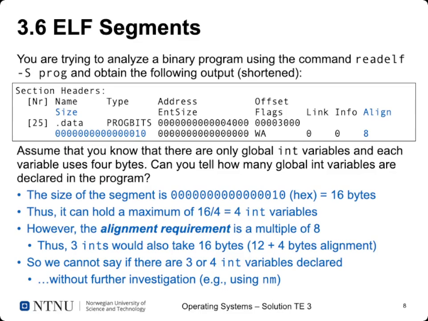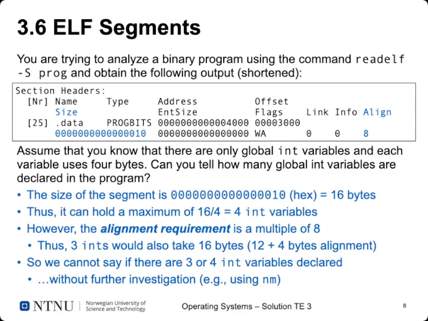Now, the first thing you have to look at is the size of the segment. This is the number on the last line of the output to the left in blue. So this is lots of zeros and then 1 0. So this number is always in hexadecimal. So hexadecimal 10 is decimal 16. And this size is always in bytes. So you know the data section has 16 bytes of contents. So with each integer variable being 4 bytes in size, you know it can hold a maximum of 16 over 4, so 4 integer variables.